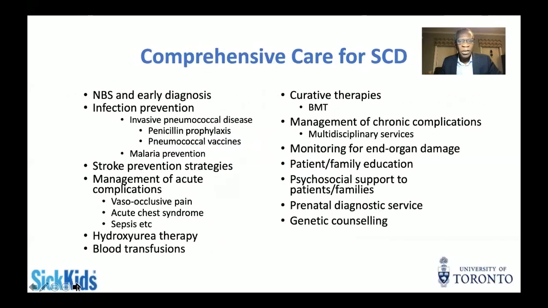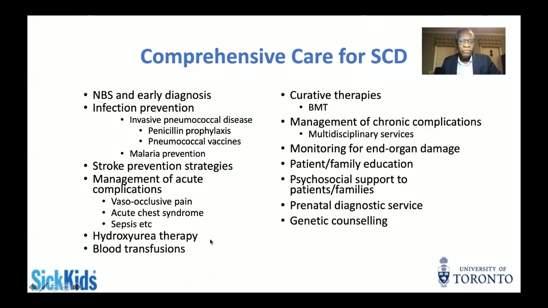So in summary, comprehensive care for sickle cell disease for children should involve newborn screening and early diagnosis, strategies to prevent infection, particularly invasive pneumococcal disease, penicillin prophylaxis, pneumococcal vaccination. All these give the impetus for newborn screening. Malaria prevention strategies should be performed in malaria endemic areas, as malaria infections associated with severe anemia can be a cause of early mortality. Stroke prevention strategies are crucial. Management of acute complications should be done.